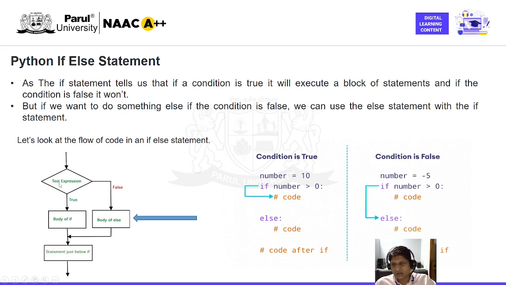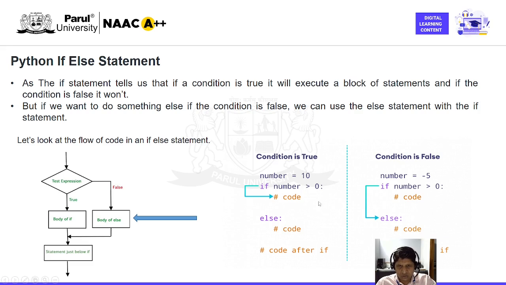Here we can see that if the given expression generates true, then the if body or if block will be executed. If the given condition generates false, then the else block will be executed. After both blocks, the statement just below the if else, the remaining code, will be executed. You can see here the clear condition for both outputs. If the number is 10, the condition is true. If the number is 0 or minus 5, then the else block, and the code runs.